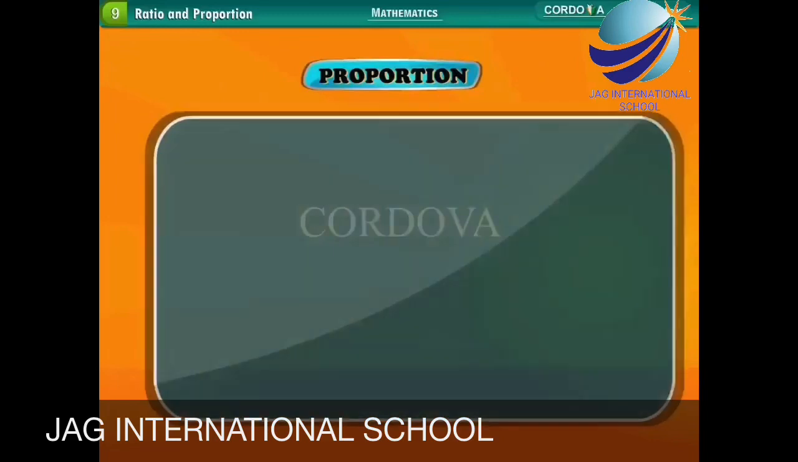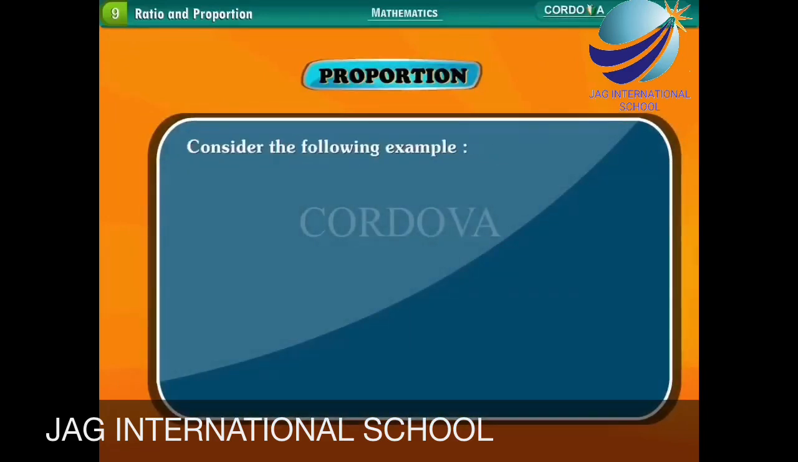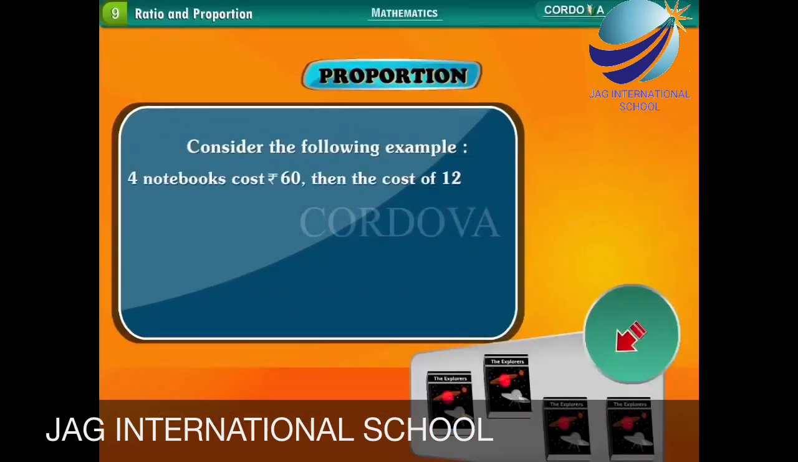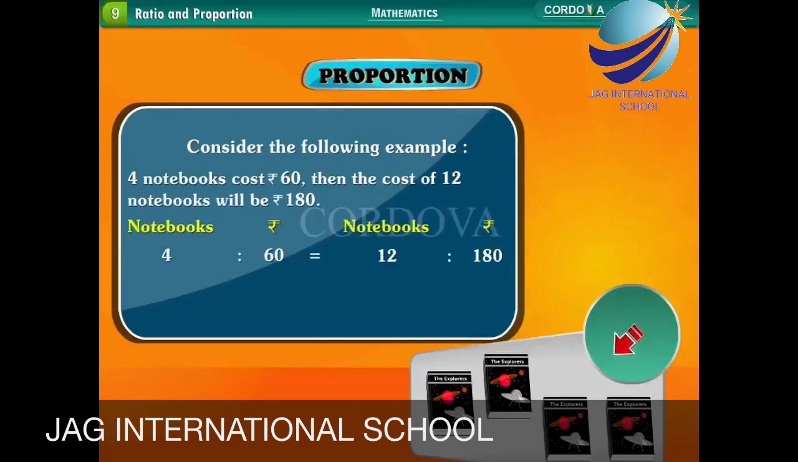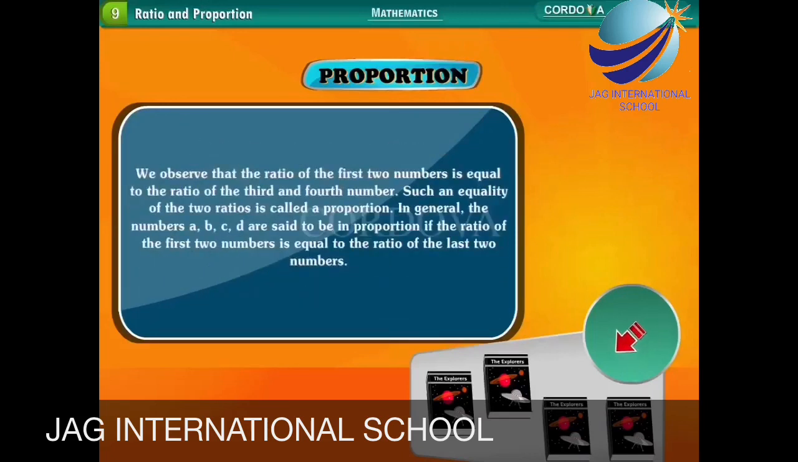Proportion. Consider the following example. 4 notebooks cost rupees 60. Then the cost of 12 notebooks will be rupees 180. Notebooks 4 is to rupees 60. Notebooks 12 is to rupees 180. We observe that the ratio of the first two numbers is equal to the ratio of the third and fourth number. Such an equality of two ratios is called a proportion.